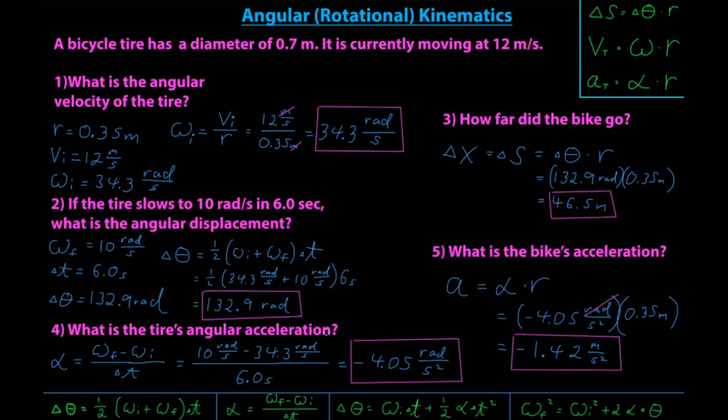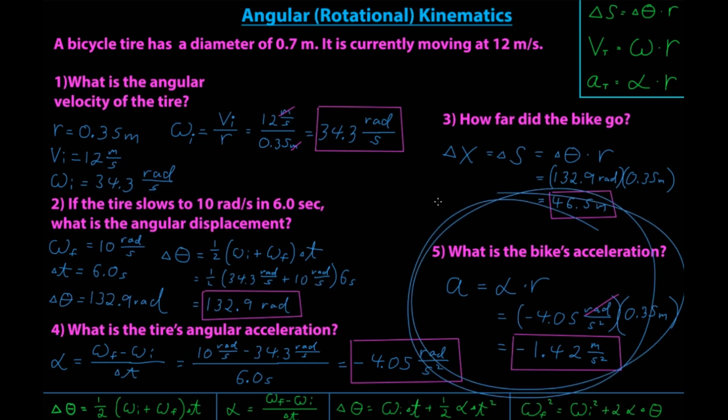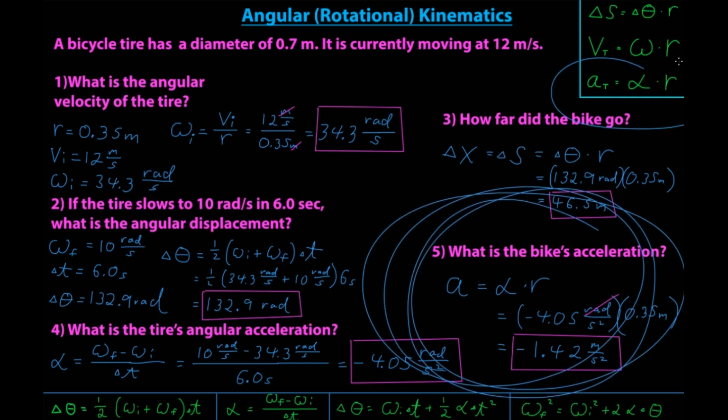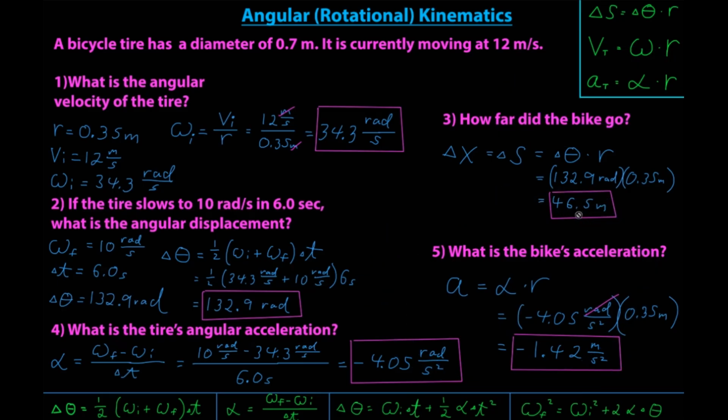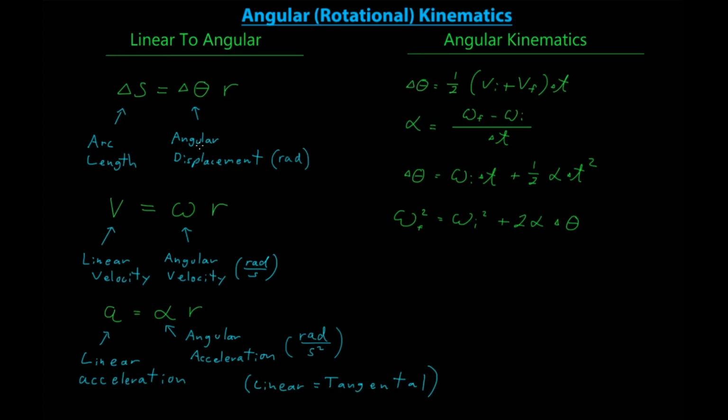The only thing that was really new is being able to translate between linear and angular, which is just the proper use of these two equations in the upper right-hand corner. The perfect example was this last part of the question, where this translation formula provided a very quick shortcut to the linear acceleration. All right, so two last things.